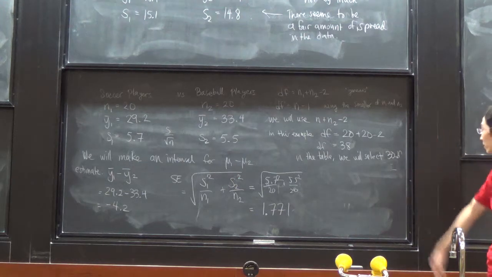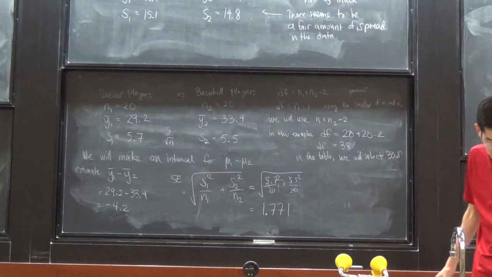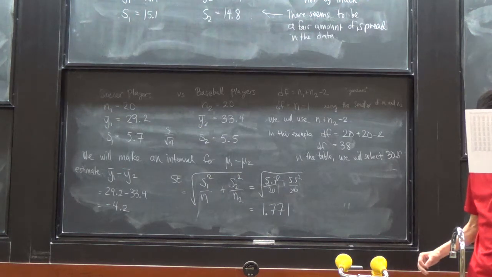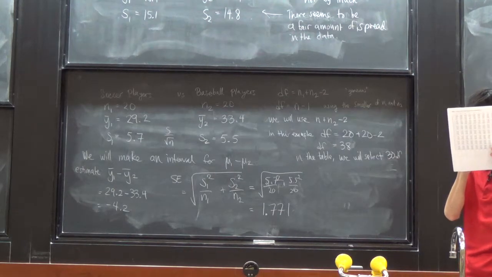Okay, so using 30 degrees of freedom, 95% confidence, what is the number that we're going to use? 2.042.